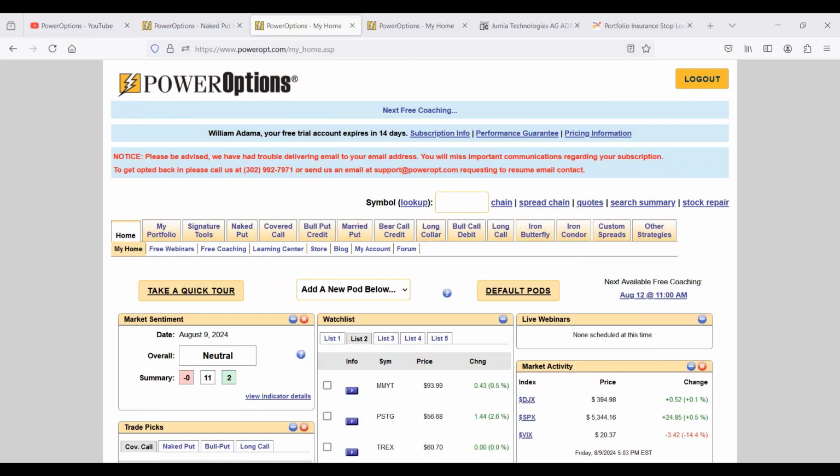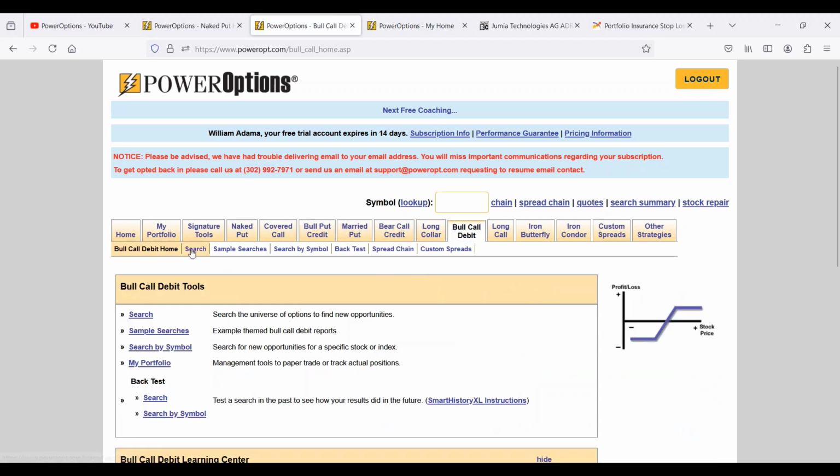Can you show me your call debit spread filter? I'm looking for maximum benefit for lowest cost. All right, let's go to Bull Call Debit real quick, and I'm going to go to the search tool.